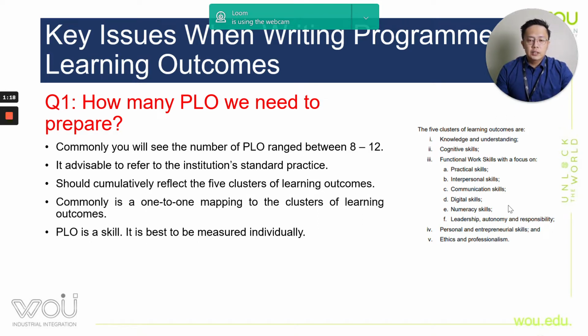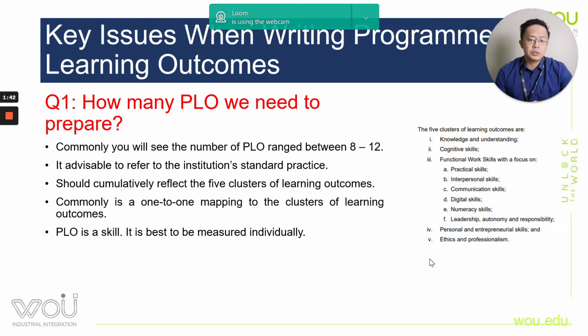The clusters of learning according to MQF 2.0, Malaysia Qualification Framework 2.0, are the 5 clusters of learning outcome that need to be covered by the PLO for any program, ranging from knowledge and understanding, cognitive skills, until ethics and professionalism. So all your PLO, no matter whether you have 8, 11, or 12 PLO, you should cover all these 5 clusters of learning outcome.